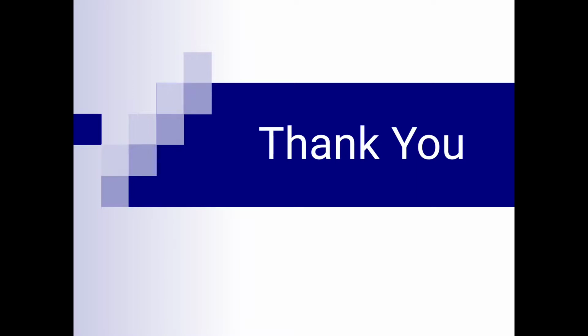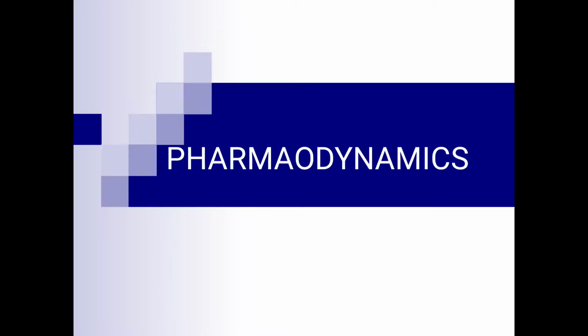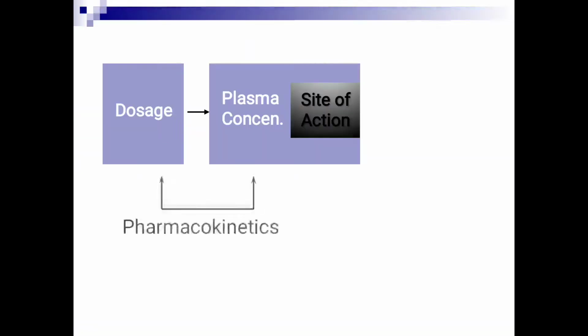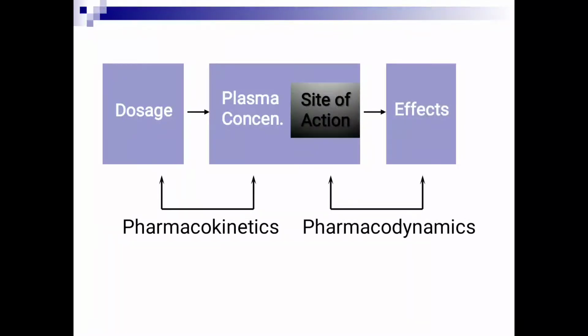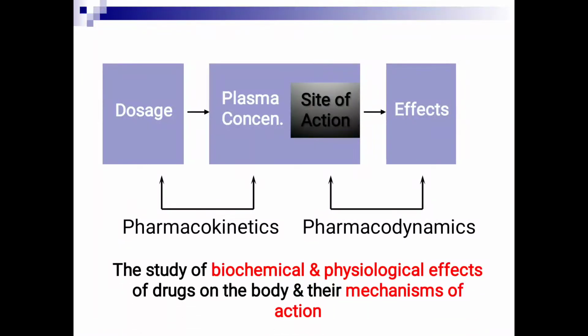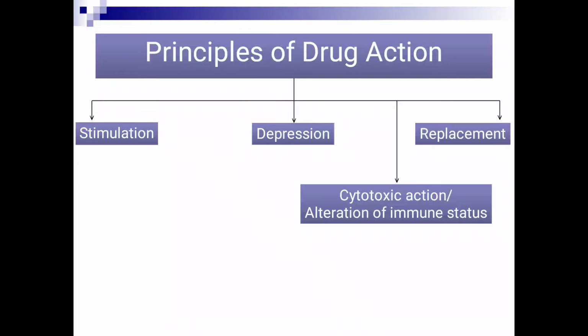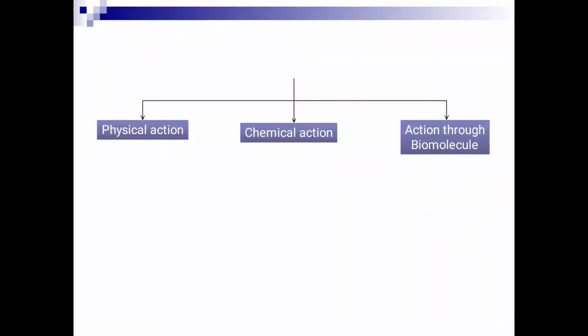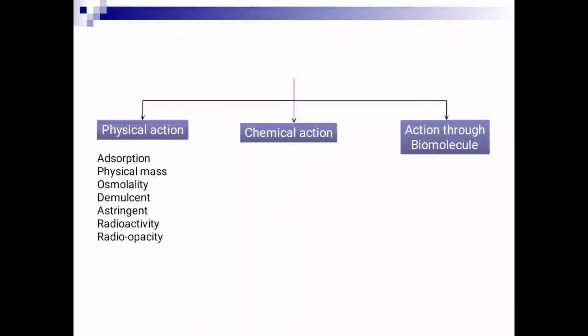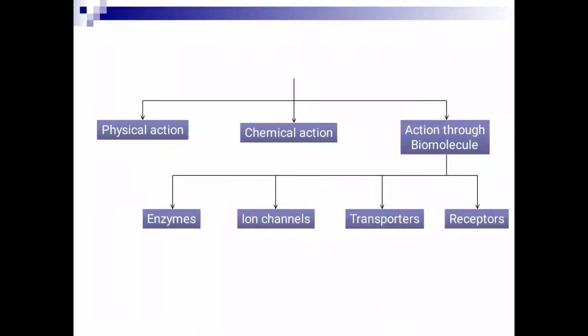pharmacodynamics part 2. So let's revise what pharmacodynamics is. Pharmacodynamics means what the drug does to the body. We have already seen pharmacokinetics means absorption, distribution, metabolism and excretion. Pharmacodynamics means mainly the effect of the drug, so what the drug does to the body. Principles of drug action are mainly through stimulation, depression, replacement or irritation. Mechanism of drug action can be physical, chemical or through biomolecules. The main action is through biomolecules. In biomolecules, it can be through enzymes, ion channels, transporters or receptors.